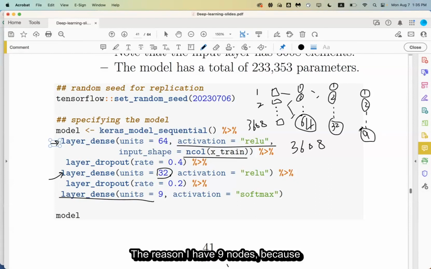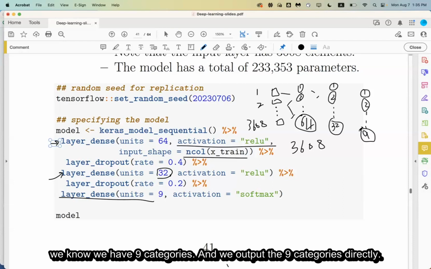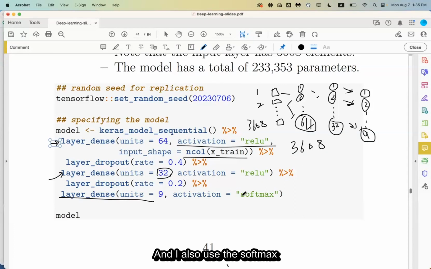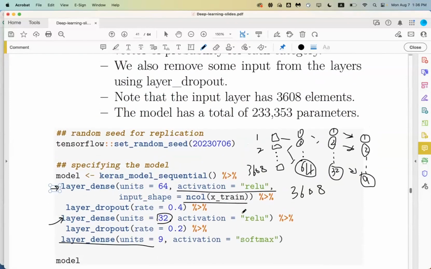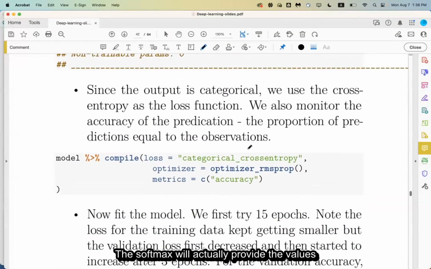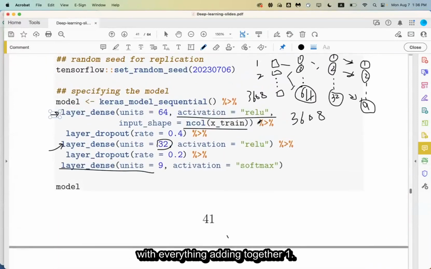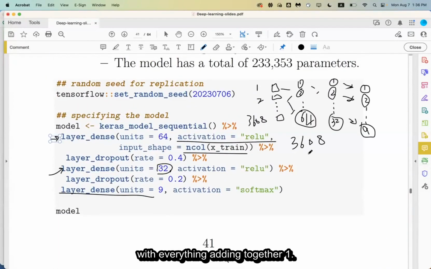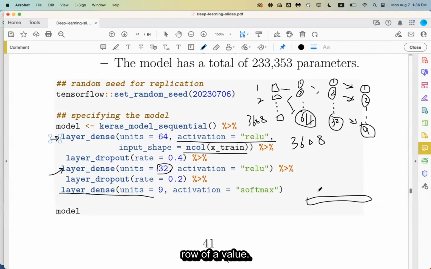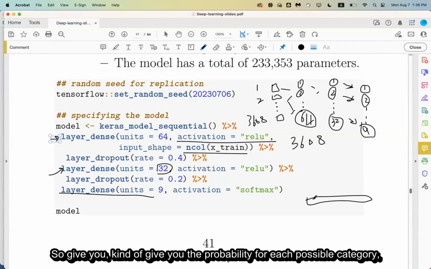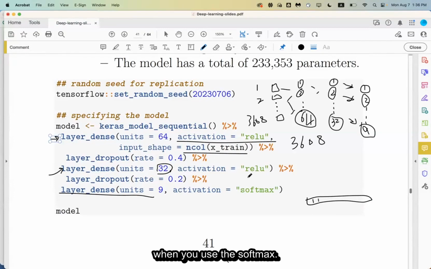The reason I have 9 nodes is because we know we have 9 categories. I want to output those 9 categories directly. And I also use the softmax activation function here. The softmax will provide values that sum together to 1, so it gives you the probability for each possible category.